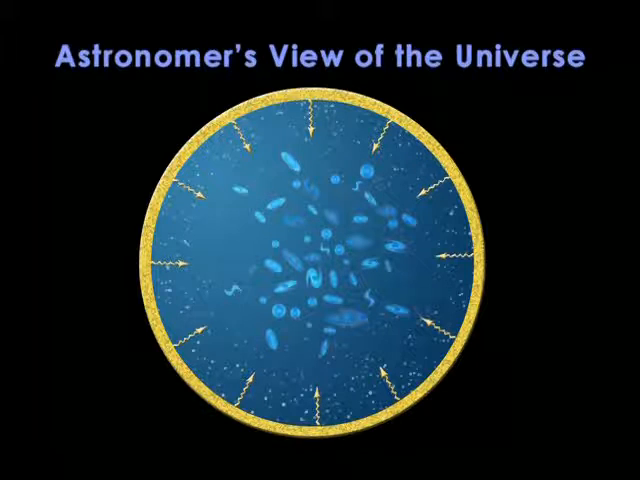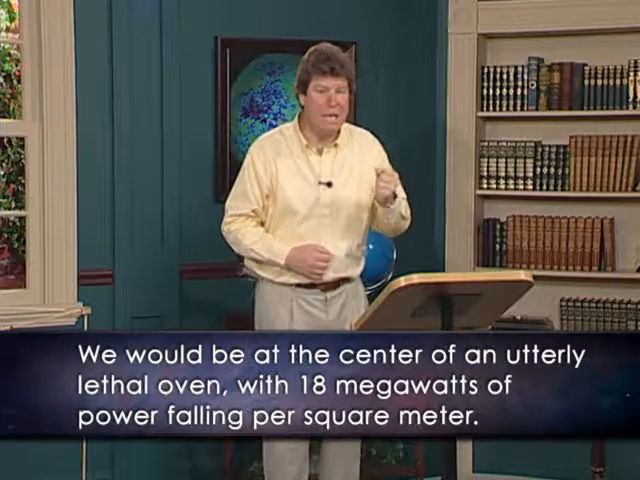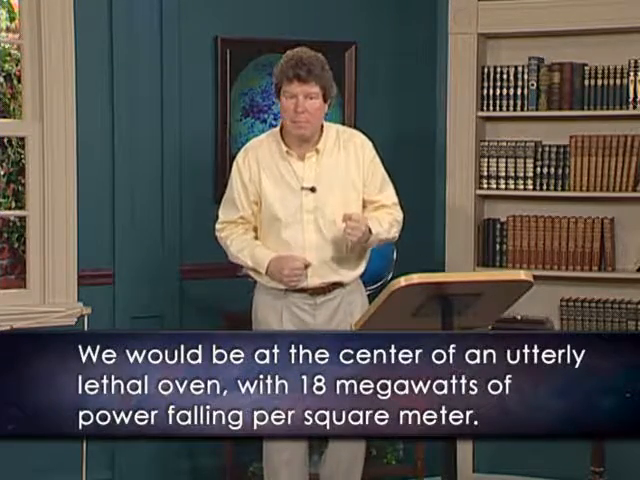Let me end this lecture by looking a little differently at this topic. In our astronomer's view of the universe, we are surrounded by a 3,000-degree glowing gas. Now, in a static, non-expanding universe, its great distance wouldn't diminish its intensity. Remember from Lecture 8, surface brightness is independent of distance. Naively, then, we should see a sky covered by 3,000-degree suns. We will be at the center of an utterly lethal oven with 18 megawatts of power falling per square meter.